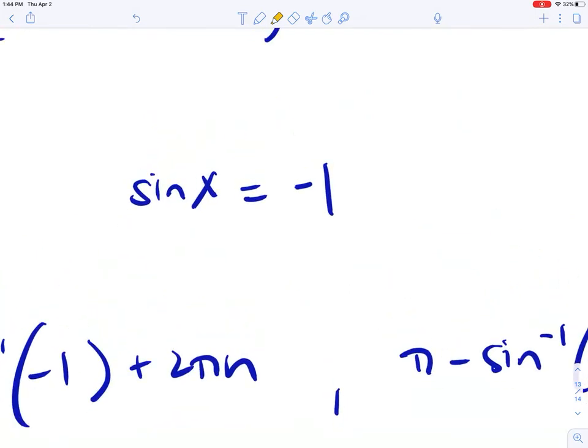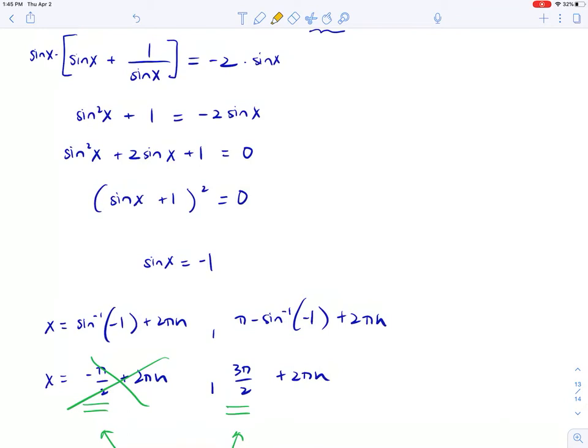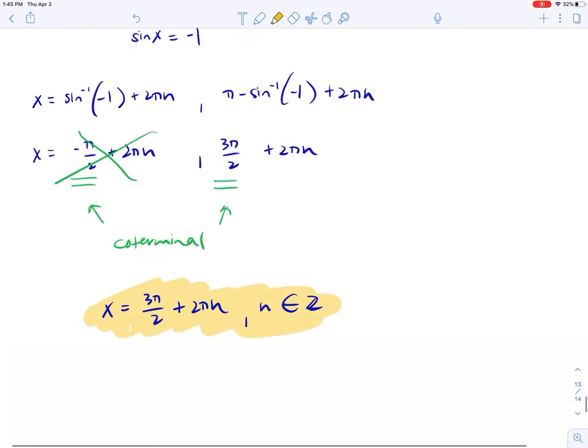So what I mean by that is, looking at that equation, you know that 3 pi/2 would be the value, the angle between 0 and 2 pi that would make that a true statement, and all of its coterminal angles could be included by putting the plus 2 pi n, where n is an integer.